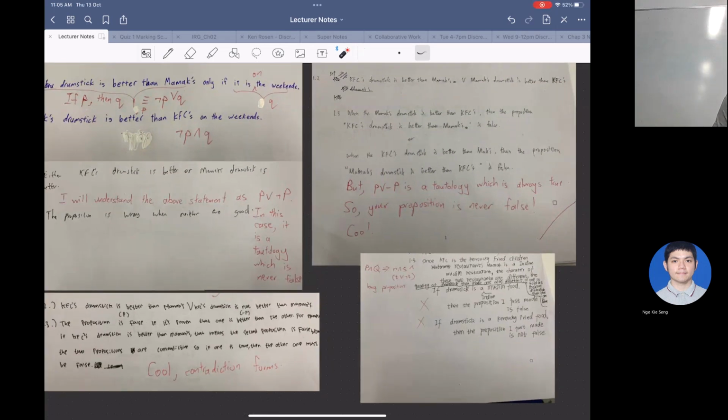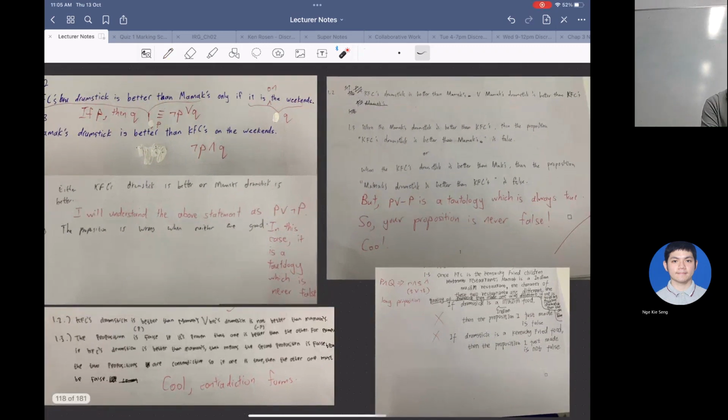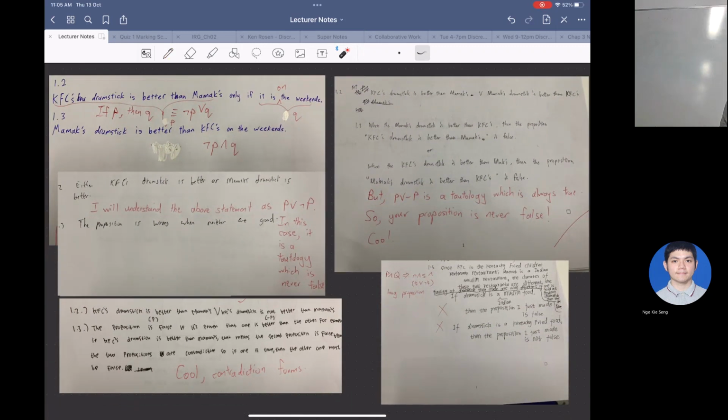Someone formed an interesting proposition here. Someone said that if and only if it is on the weekend, then KFC drumstick is better than Mama. And someone formed P or not P, which is a tautology, so it is never false. And someone formed a contradiction, P and not P, so it is always false, no matter what.